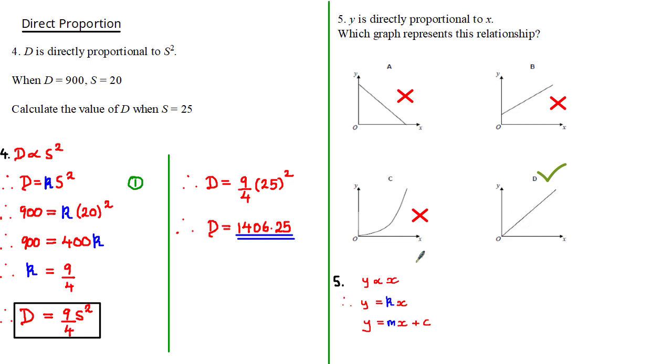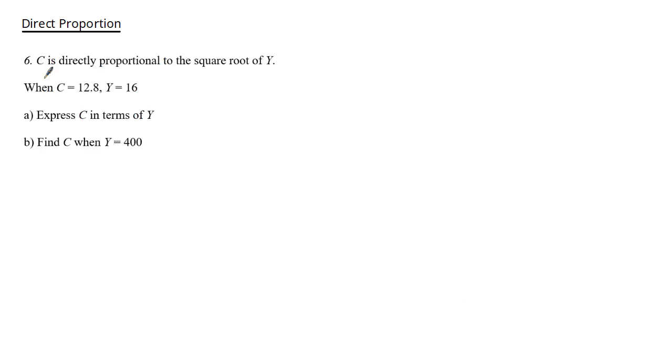Okay? Let's look at the next problem. Here we're given that c is directly proportional to the square root of y. When c is equal to 12.8, y is equal to 16. The first part says express c in terms of y, and the next part says find c when y is equal to 400. So why don't you have a go at this question, pause the video, and when you come back, I'll show you the solution.